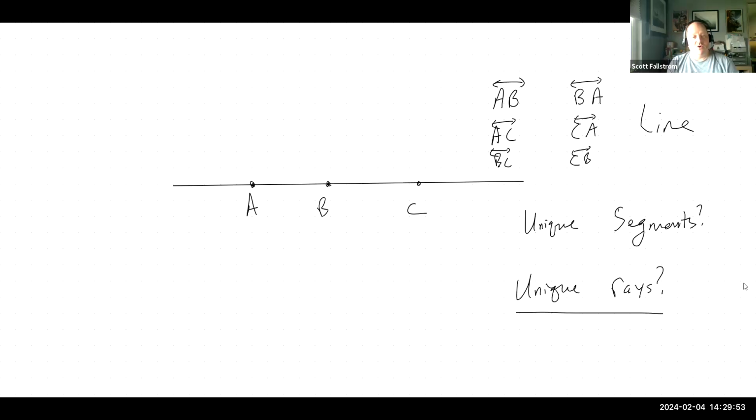Because when you go and you say, okay, ray AB, that's this ray, but ray BA goes that direction. So not exactly the same anymore, right? So you might have a different way you have to count those if you're looking for the unique rays.